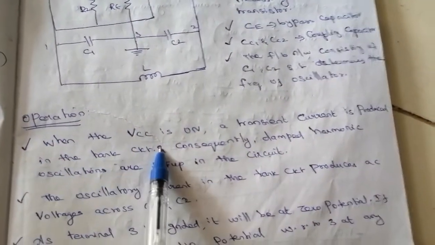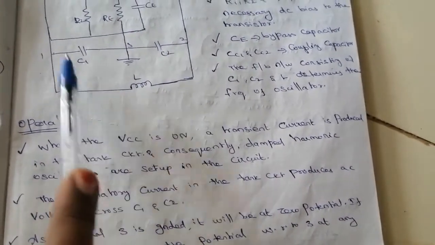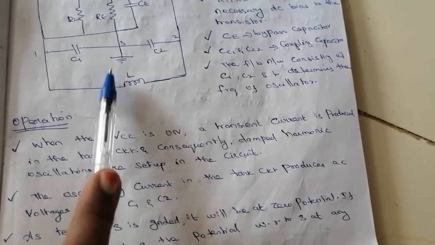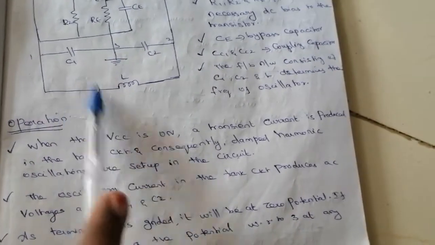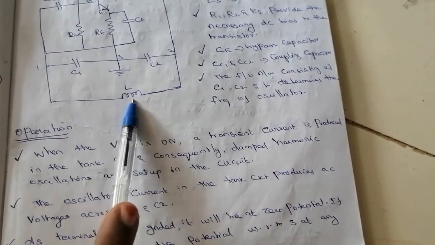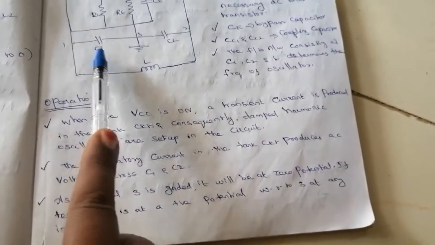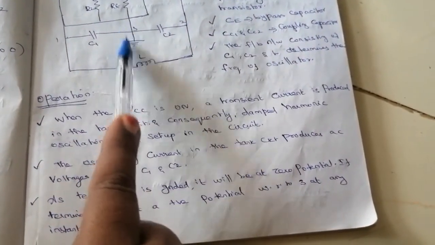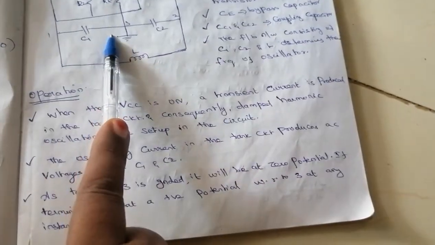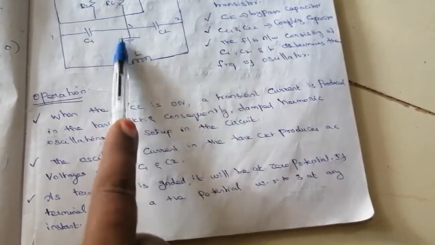When VCC is on, a transient current is produced in the tank circuit, right? And consequently, in the tank circuit we get damped harmonic oscillations. That damped oscillating current in the tank circuit produces the AC voltage across C1 and C2. As terminal 3 is grounded, it will be at zero potential. If terminal 1 is at a positive potential with respect to 3 at any instant, likewise terminal 2 is at a negative potential with respect to 3 at that same instant.